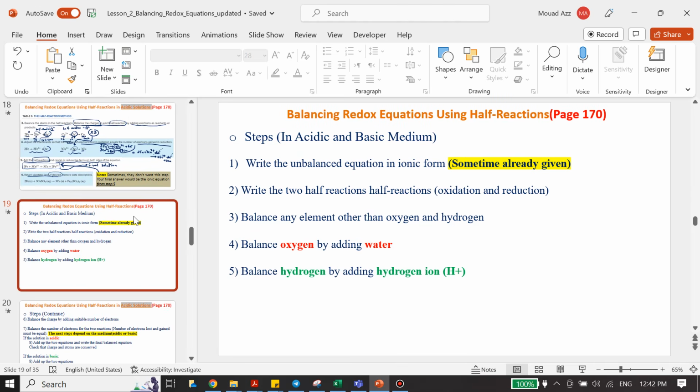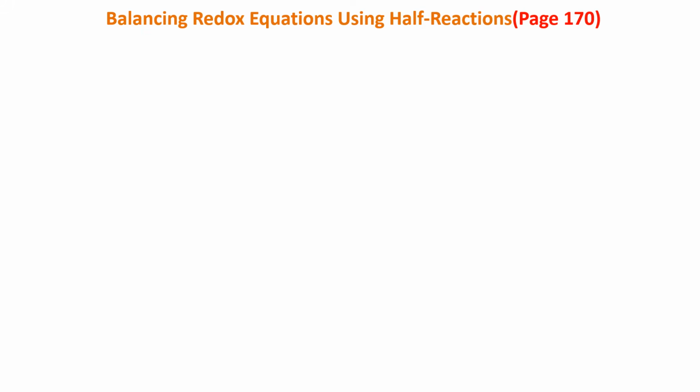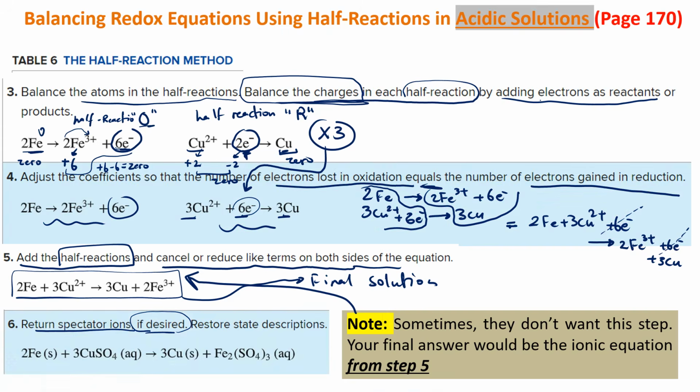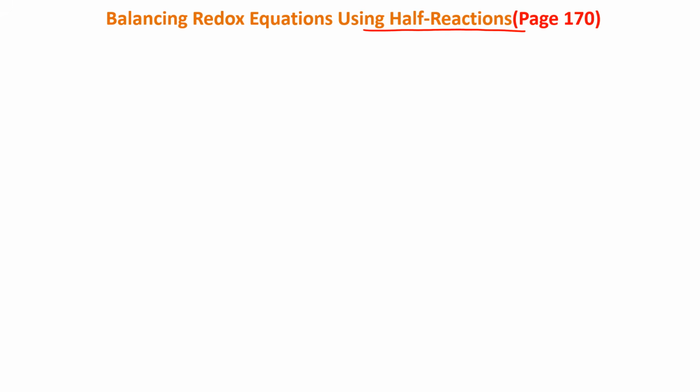But now we are going to go into the detailed steps for balancing the redox equations using the half reaction method. Again, it's very similar to what we saw yesterday, but now we are going to add something new, meaning in an acidic solution or a basic solution. So when you study, follow these steps.